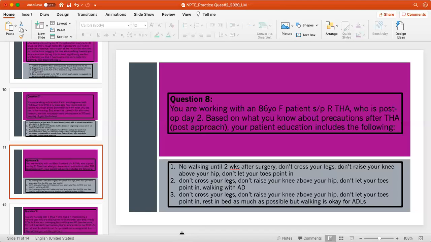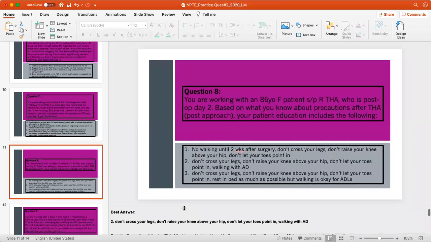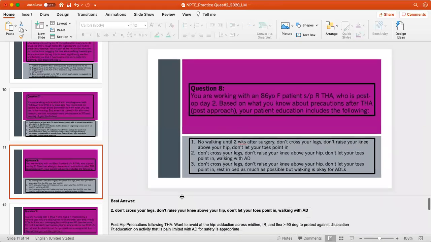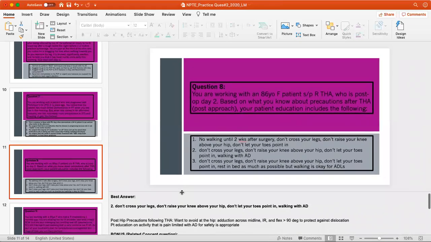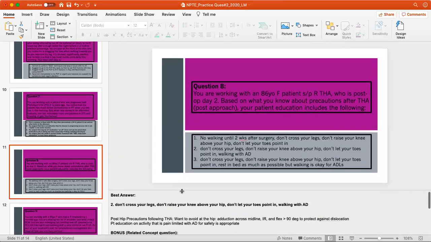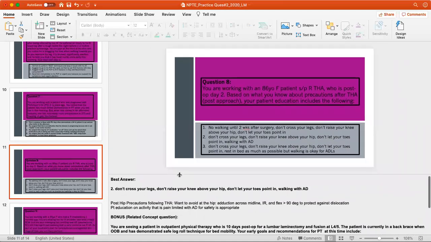Resting a lot in bed without activity is not necessarily indicated. These individuals will be a little bit pain limited, but we want them to be active throughout the day in small bouts as they're able to tolerate it. So yes, we have these precautions to try to avoid dislocation or risk of dislocation, but we want them normally being active pretty early post-op.